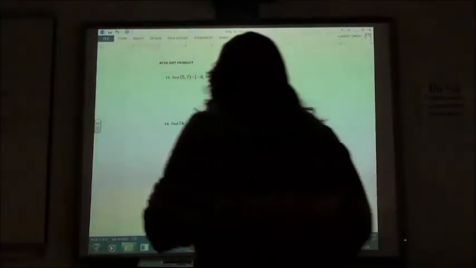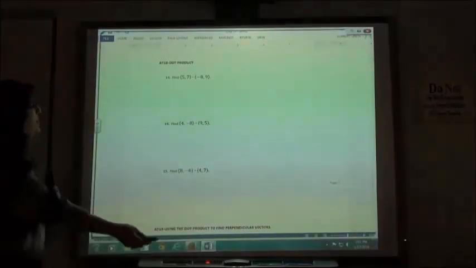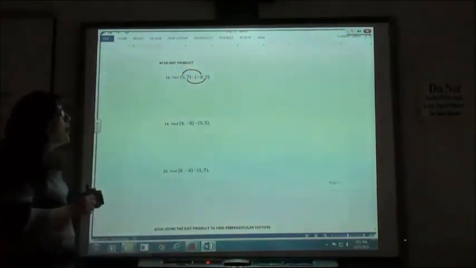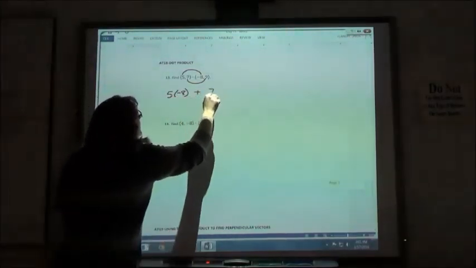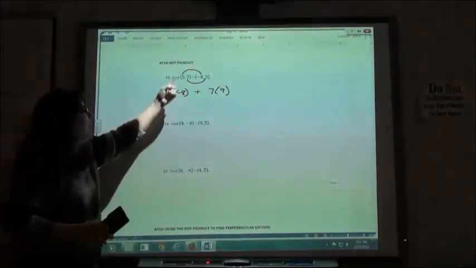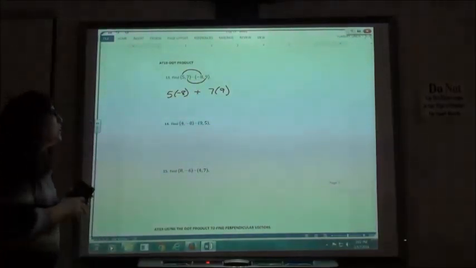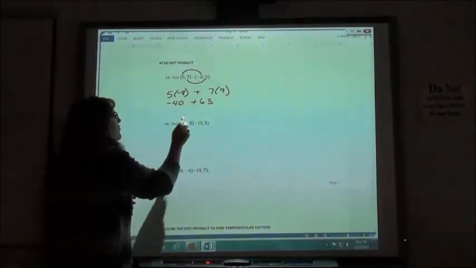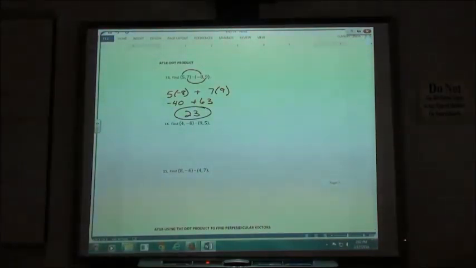13, 14, 15 tell us to find the dot product of our vector. And when we find the dot product, basically what we're doing is we're going to multiply the ones in the same spots and add our 2 answers together. So I'm going to take 5 times negative 8 plus 7 times 9. So the x values I'm multiplying together, the y values I'm multiplying together, and I'm adding my 2 answers. So I would get negative 40 plus 63, 63 minus 40 would be 23, so 23 is the answer to my dot product.